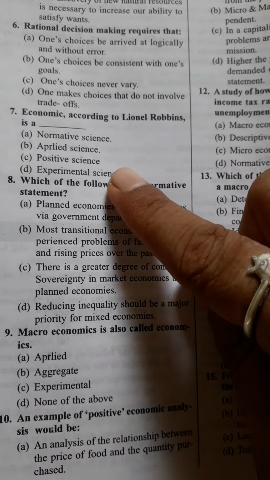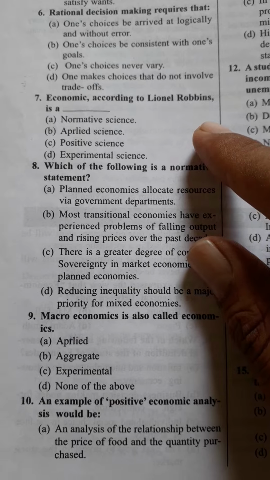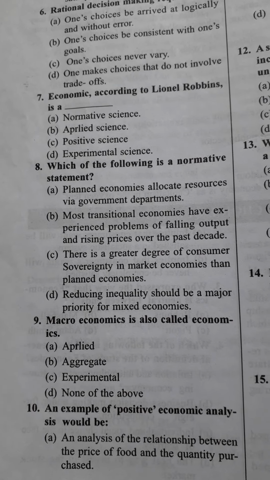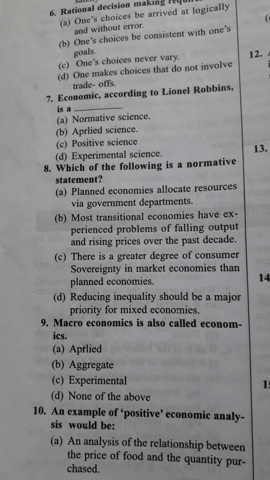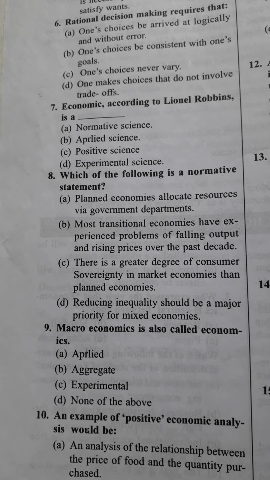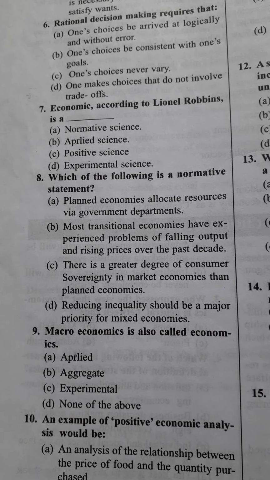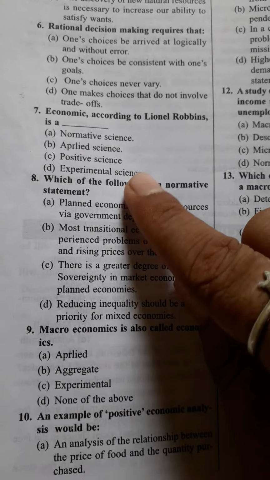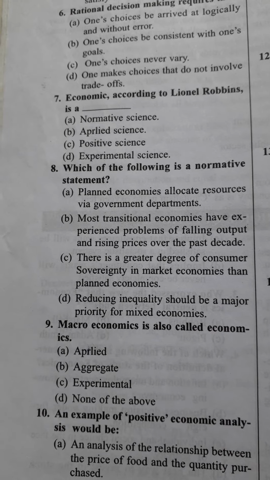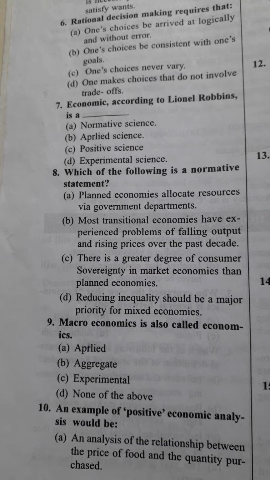That is seventh one here. Economics, according to Robbins, is a dash. So Lionel Robbins: it is normative science or applied science or positive science, experimental science. So Lionel Robbins says that economics is a positive science, and according to him it only states cause and effect relationship, and it is the science of scarcity, right? So he doesn't approve that it is a normative science or applied science, right? And positive science or experimental science. So according to Robbins it is a positive science.